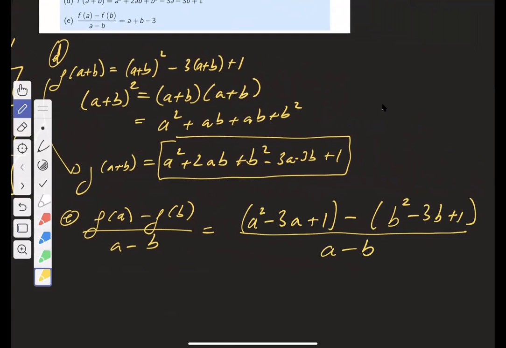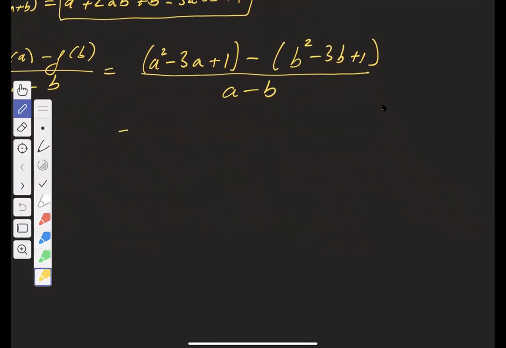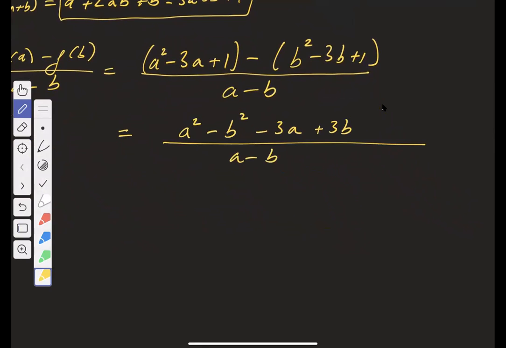Now, I'm going to look at the answer key and I'm saying, oh, gee, I didn't get their answer, so there must be something wrong. So I'm going to keep working. All right, I'm going to see if I ever get that answer. And I sort of remember it, but I'm going to write this down now. I'm going to write down a squared minus b squared minus 3a. Let's see, minus a minus 3b is plus 3b. And then 1 minus 1 is none. Well, you know what? That's still not their answer. So I'll keep going.